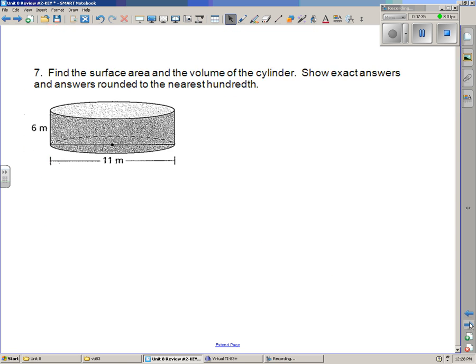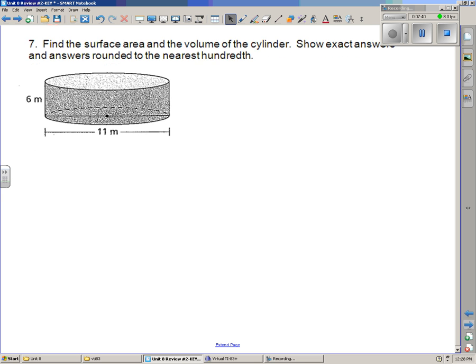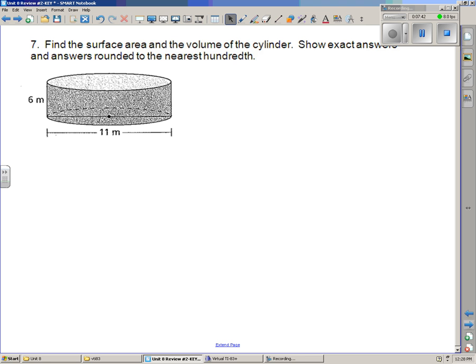All right, last one for this video. Find the surface area and the volume of the cylinder. Show exact answers and answers to the nearest hundredth. So the idea is you're going to keep pi in 2 of the answers, and you're going to multiply through by pi in the other 2. Let's keep the pi in there first.